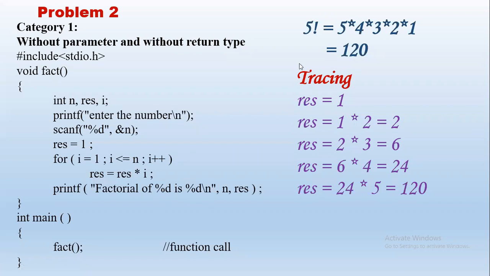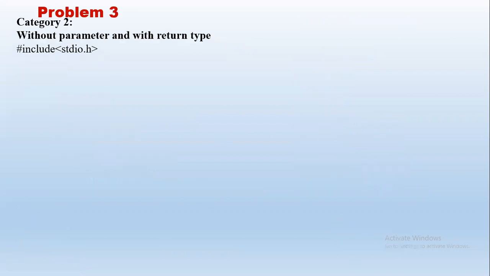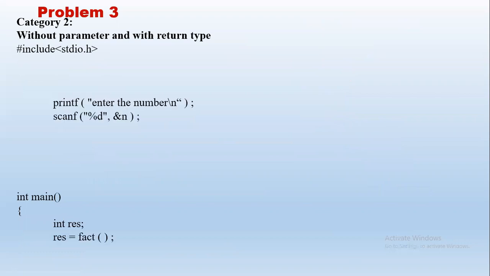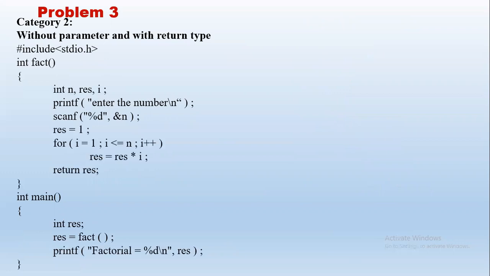This is category 1, and we also discussed category 2, right? That is, without parameter and with return type. Here we are not passing any parameter, but we will return an answer, which is a factorial that will be printed in the main function. So execute each and every program.